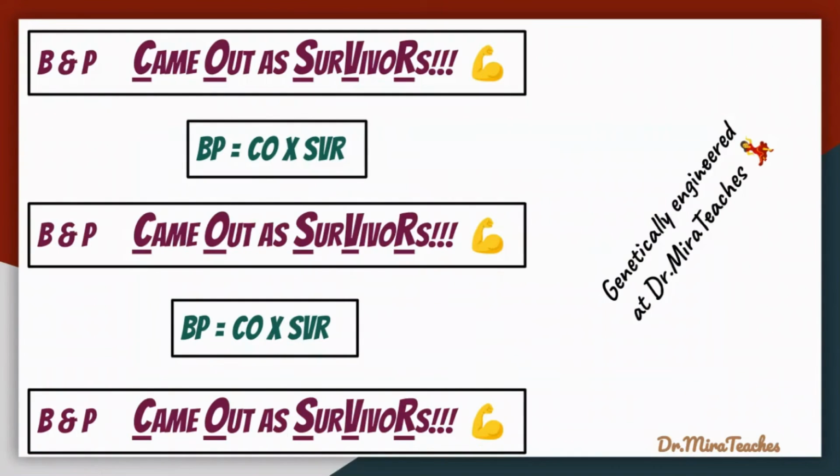How does it relate to the mnemonic? So B and P, so BP, is equal to, now we look at the highlighted letters within these words. So came out, the C and the O stand for cardiac output. Then SVR stands for the survivor, which is systemic vascular resistance. So that's how it relates. So BP is equal to cardiac output times systemic vascular resistance. So that is the BP equation mnemonic.